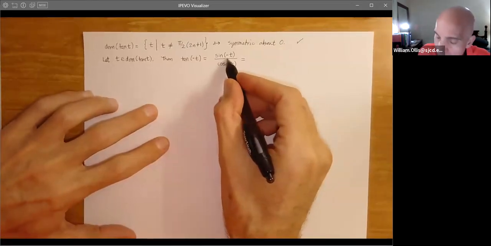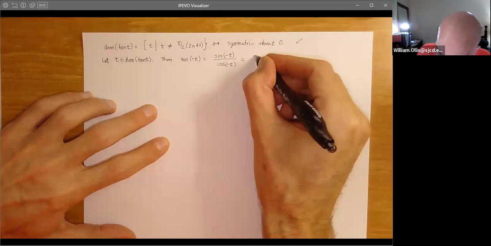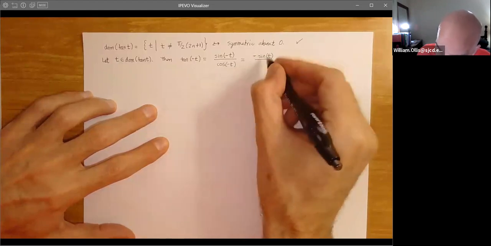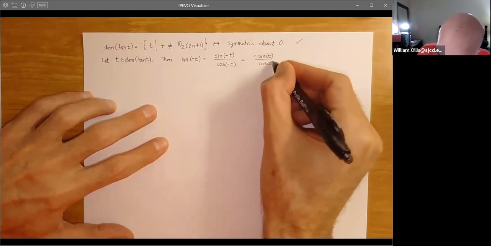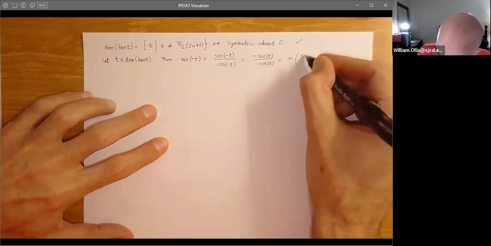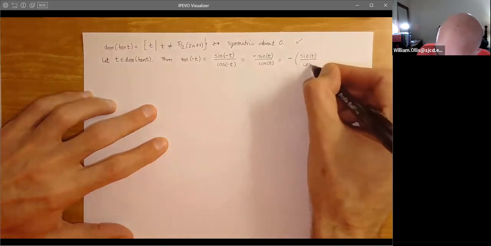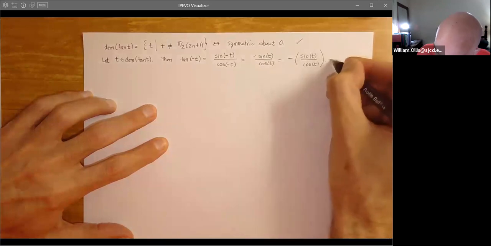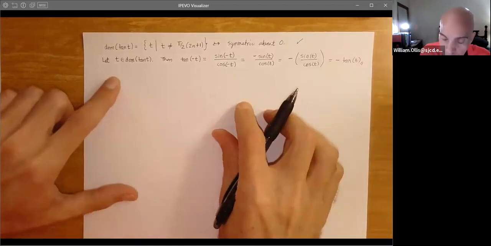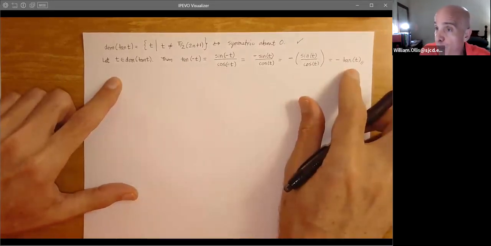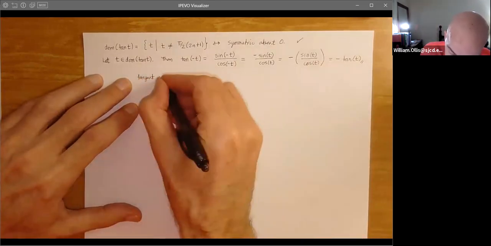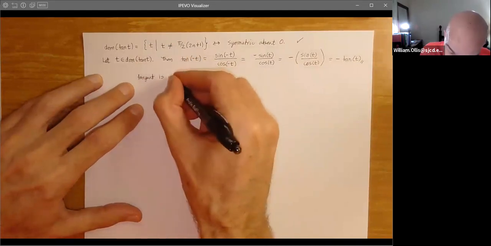So now, of course, sine is odd, so the negative factors. Cosine is even, so the negative absorbs. And so this is just the negative of what? Sine of t over cosine of t, but that's just the definition of tangent. So this is the additive inverse of tangent of t. So we get the fact that the tangent is odd for free. Okay, so when I say tangent, the function tangent is odd.